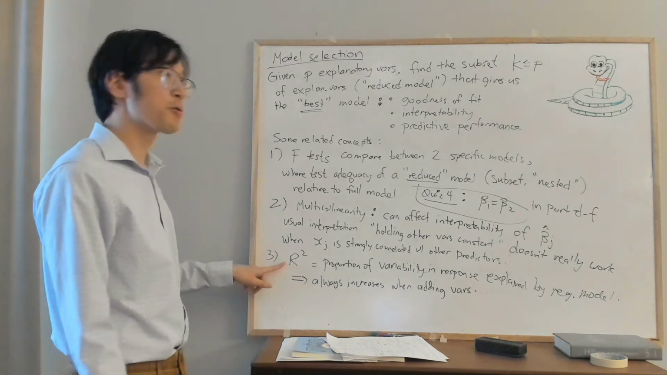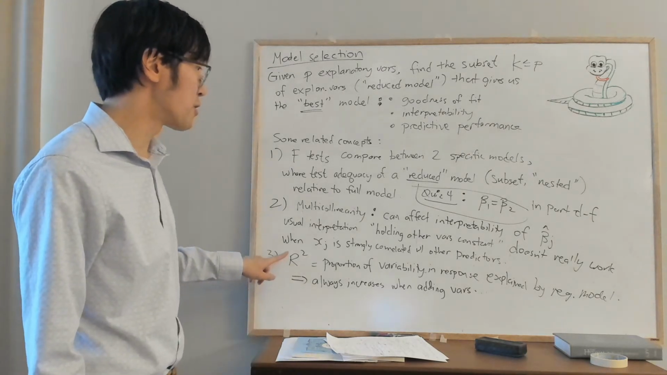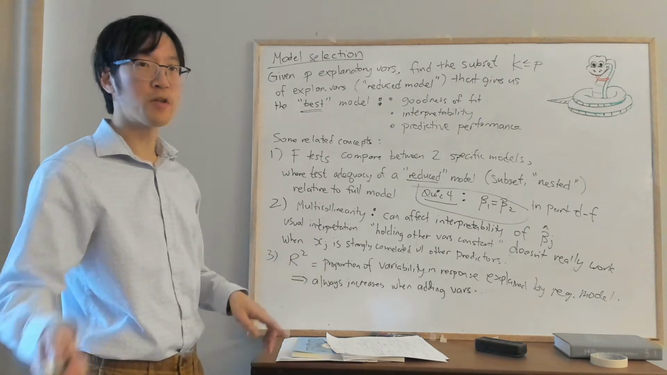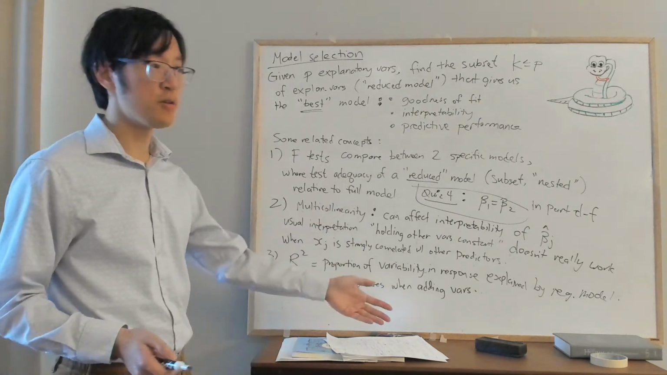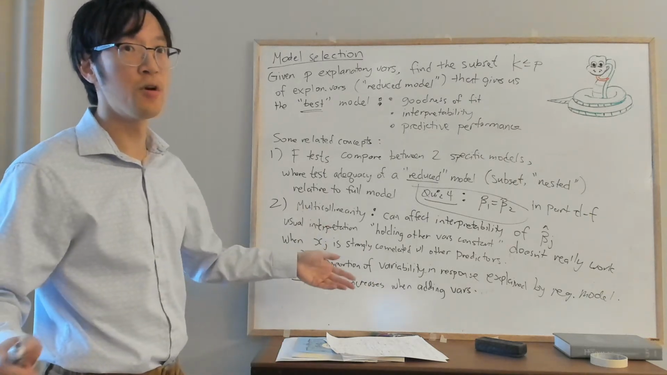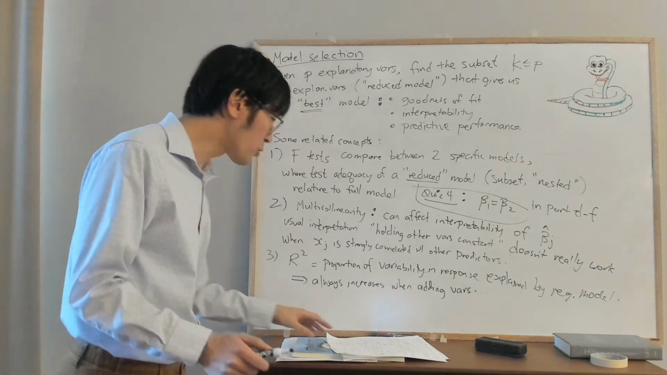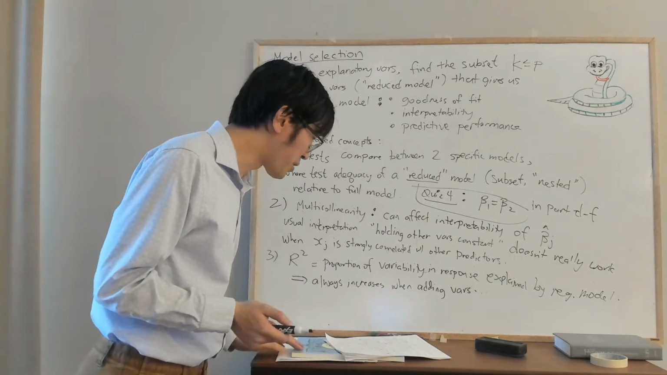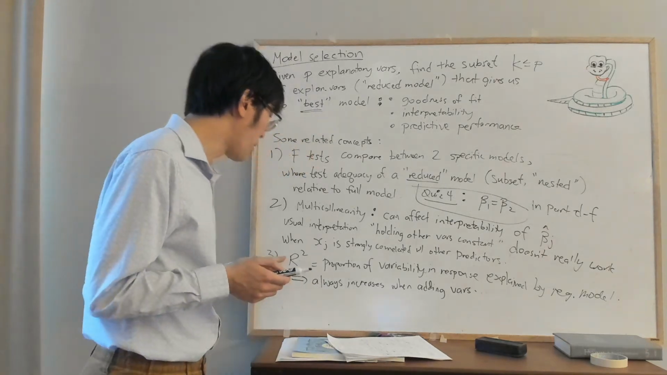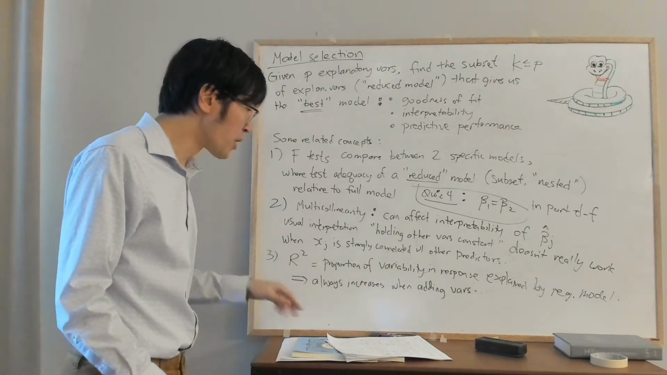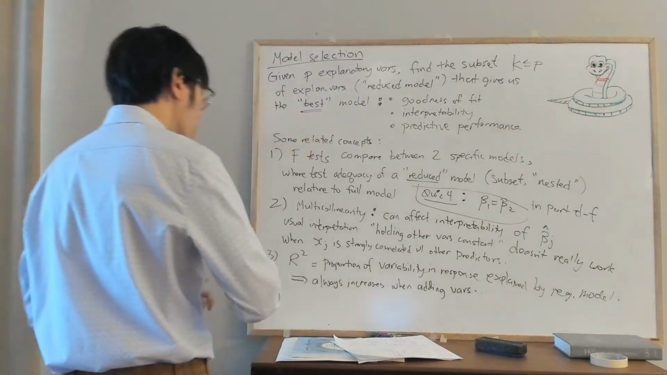Since R squared always increases when we throw in more predictors, just because one model has a higher R squared than another doesn't necessarily mean that we should pick the one with the larger R squared. R squared will always favor picking the larger model, so we would have to develop a different sort of metric compared to R squared.